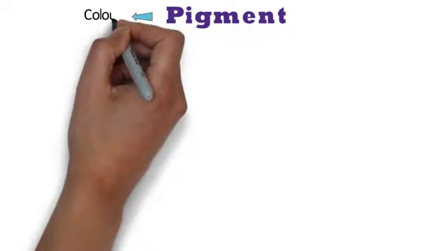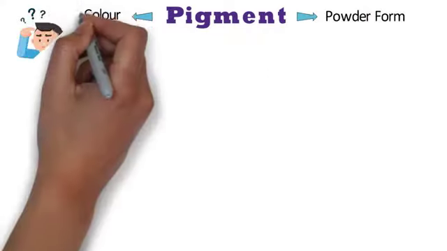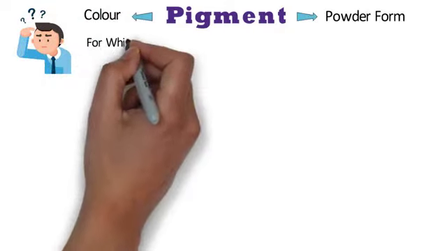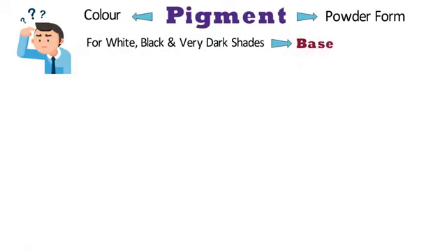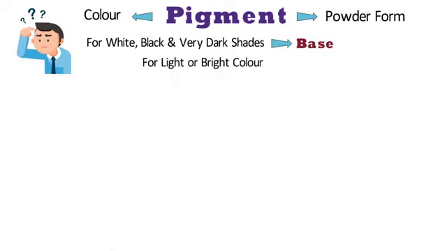Number 2. Pigment. Pigment means color, and it is in a powder form. Base and pigment, these two terminologies are confusing. In general, for white, black and very dark shades, the base itself works as a coloring pigment. In case of light or bright color, the desired shade is obtained by adding coloring pigment to white paint.